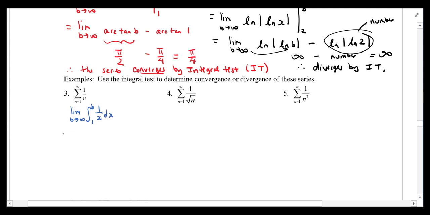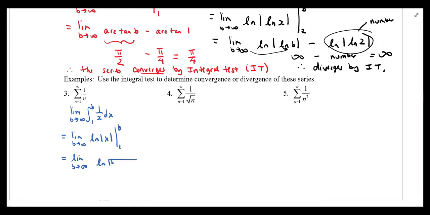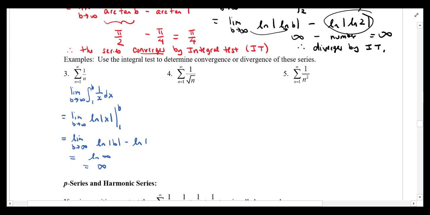What's this integral? Got it. Natural log of the absolute value of x, going from 1 to b, limit b approaches infinity. Natural log of x. Ooh, what happened there? Natural log of the absolute value of b minus natural log of 1. I think that just means natural log of infinity, which of course equals infinity. Therefore, this diverges. So therefore, the series diverges. Once again, by the integral test.